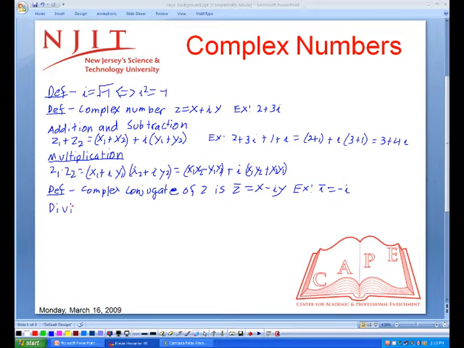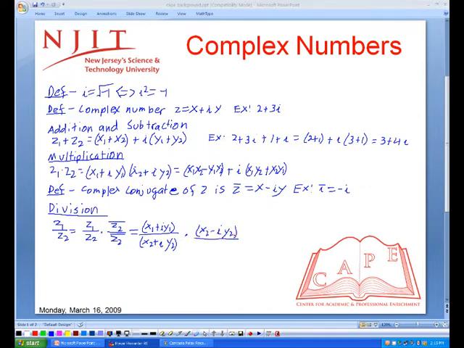Now for division, we need to use a little trick. We need to rationalize. So we multiply the top and bottom by the complex conjugate of z2, which is going to equal x1 plus i y1 all over x2 plus i y2 times x2 minus i y2 all over x2 minus i y2.